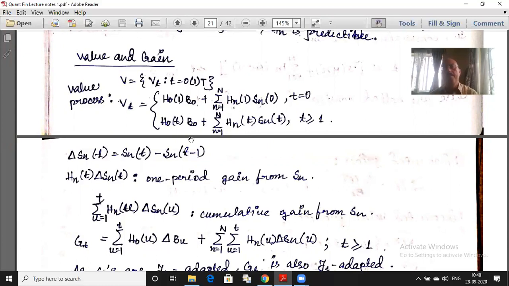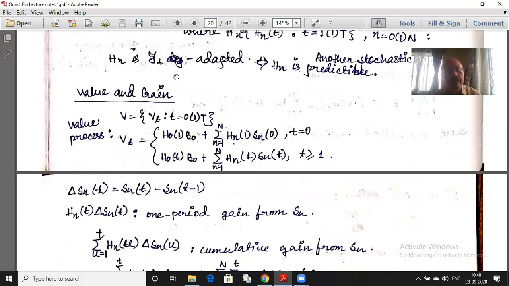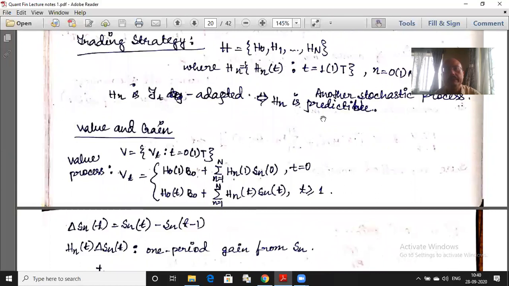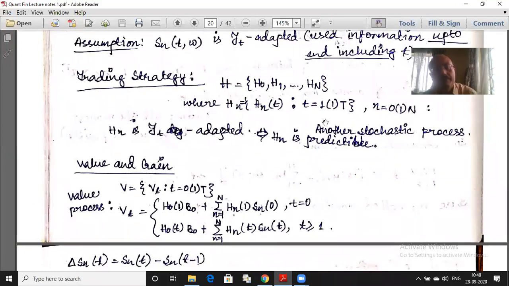Is this clear? I am taking the decisions before the time point. That is what makes this slightly different. And that is also the reason why this predictability is coming in. And that is also why my indexing convention for H^n is like this. I am indexing them from time point 1 to time point capital T, always understanding that for t equal to 1, H^n will be decided at time 0, and for t equal to capital T, H^n will be decided at time point t-1.